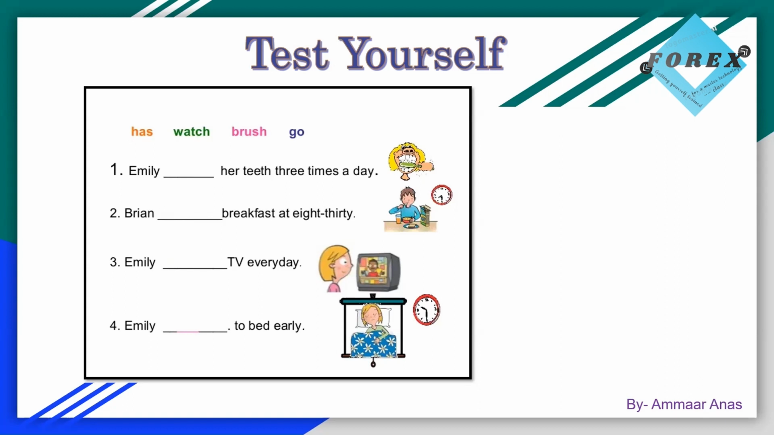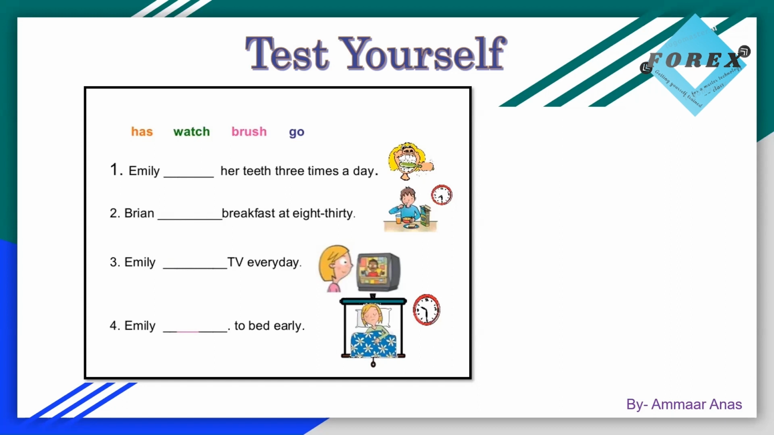It shows he's brushing. So "Emily brush her teeth 3 times a day" won't be right. Because Emily brushes, we put es, as we discussed, s or es when it's third person singular. And then we have he's eating breakfast. So Brian has breakfast at 8:30. Here we won't add s or es because has won't be joined with either of those, and has already has an s in itself.